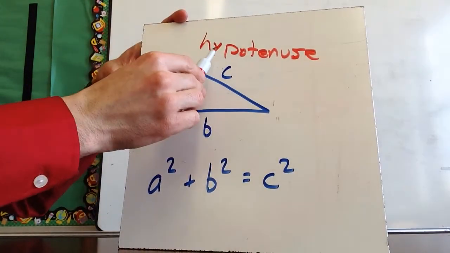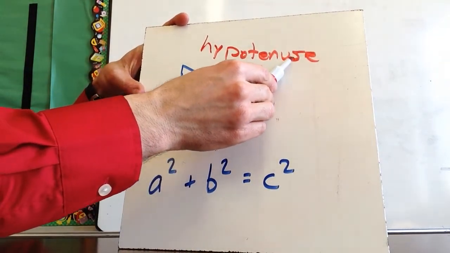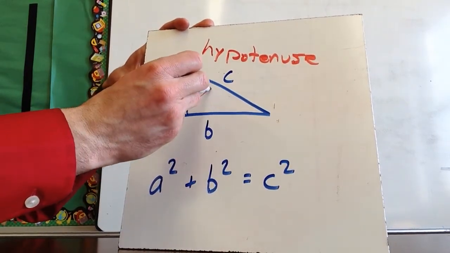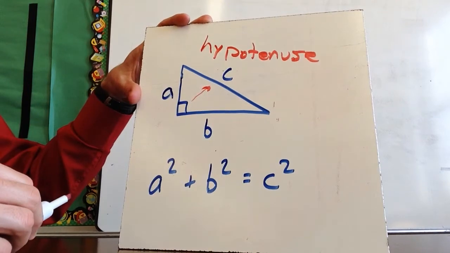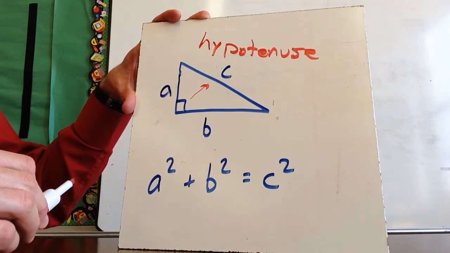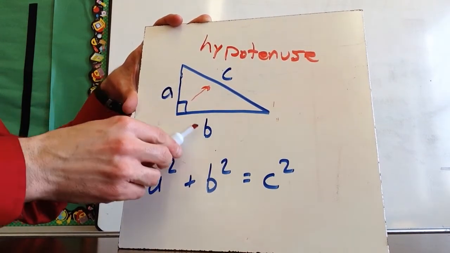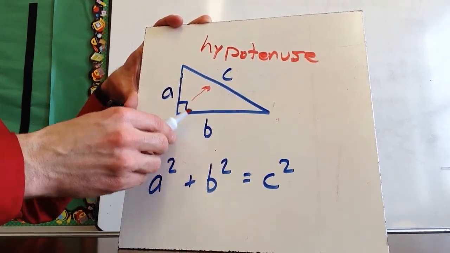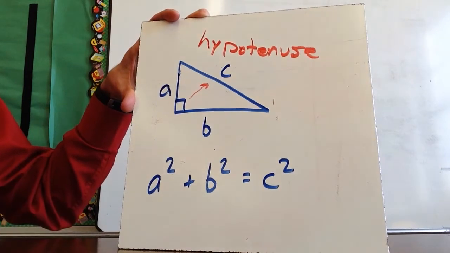Okay, and so this word is probably a good one. Hypotenuse. Hypotenuse, that is the leg that is opposite the right angle. It is the longest leg of a right triangle. Okay, and the sum of the squares of the two legs of the triangle equal the square of the hypotenuse.